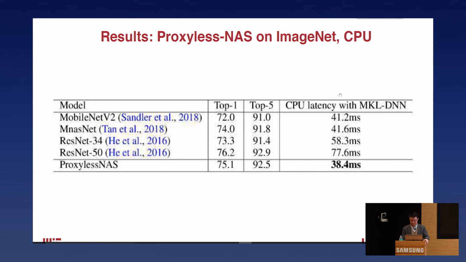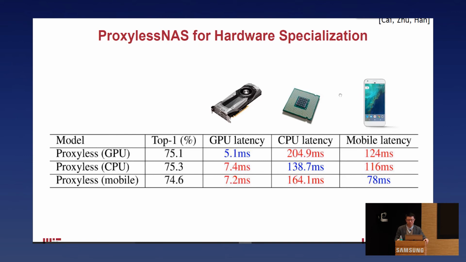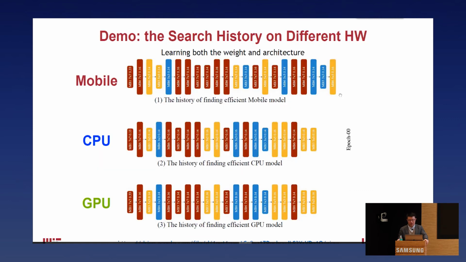your hardware with low effort. An interesting phenomenon we find is that specialization is really needed, since a model good for one hardware platform does not run fast on another. So we find that the diagonal latency is the lowest. The GPU model works best on GPU, and the CPU model works best on CPU. And this is the search history visualization for different hardware. Mobile is on the top, CPU in the middle, and GPU on the bottom.